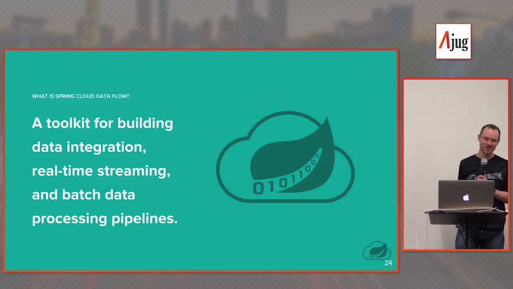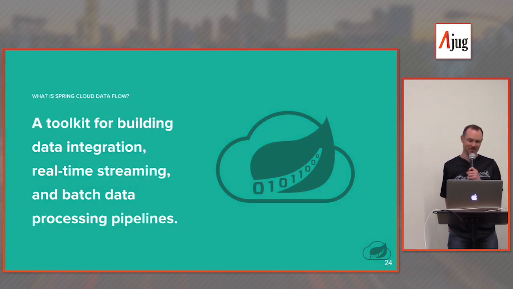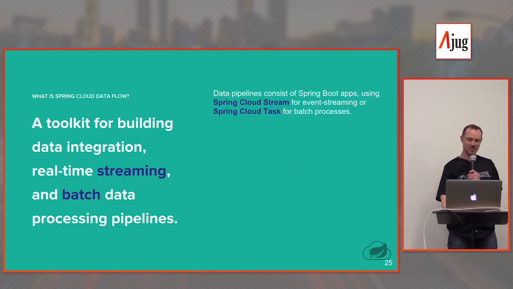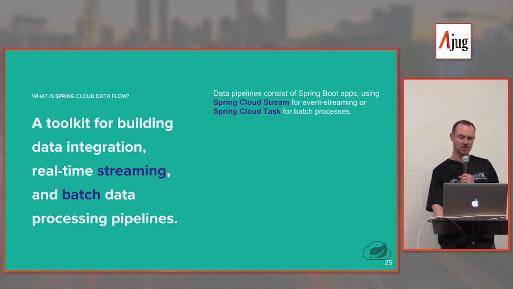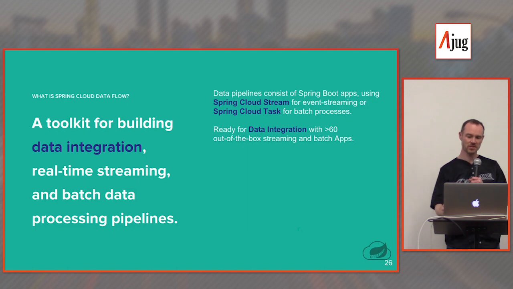All right, it's a toolkit for building data integration, real-time streaming, and batch data processing pipelines. And that's a mouthful. What does that mean? Data pipelines consist of Spring Boot apps using Spring Cloud Stream. We haven't talked about streams yet, outside of a few comments earlier on. Spring Cloud Stream is sort of the sister project of Spring Cloud Task for running long-running stream processing. Spring Cloud Task is obviously what Glenn was just talking about for batch processes. And Spring Cloud Data Flow rolls this all up together.